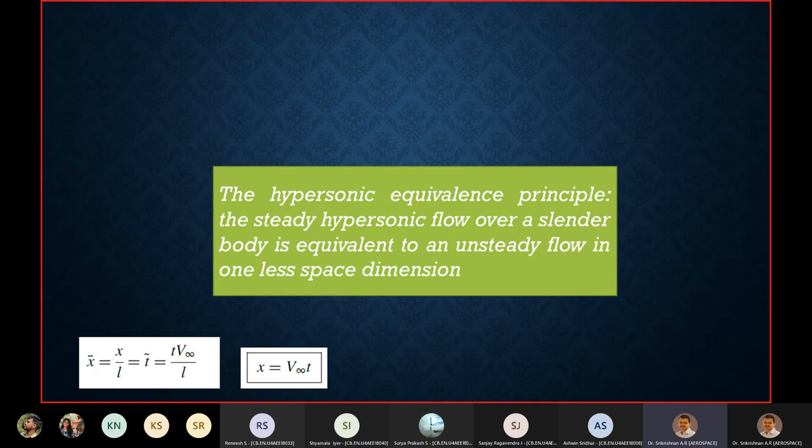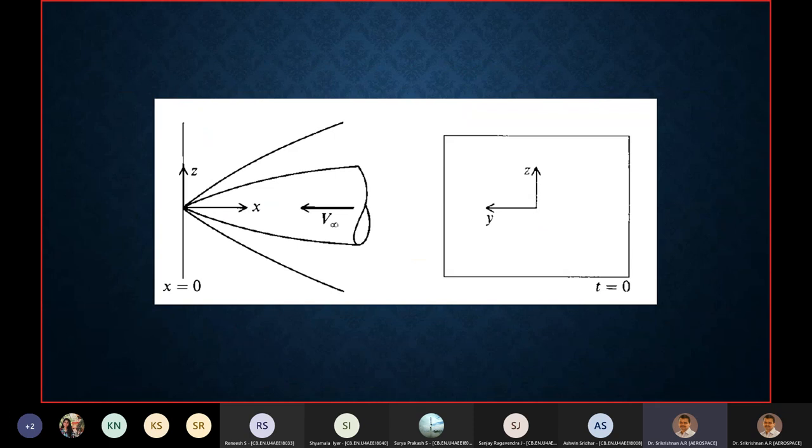Under those conditions, when we look at the equations with the hypersonic approximation, we see that mathematically the 2D steady equations are similar to 1D unsteady equations under the same set of assumptions. So that points out that the solutions can be similar between the two.